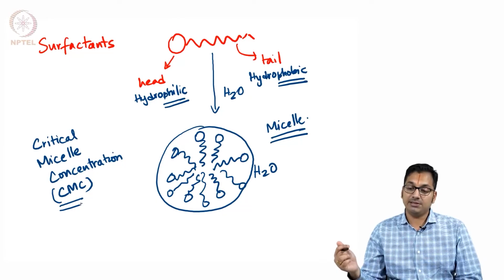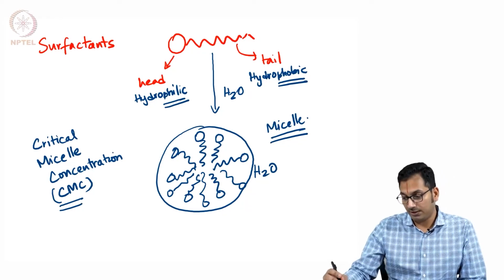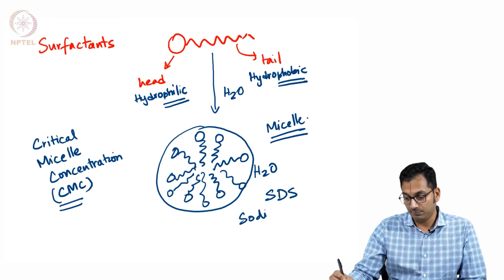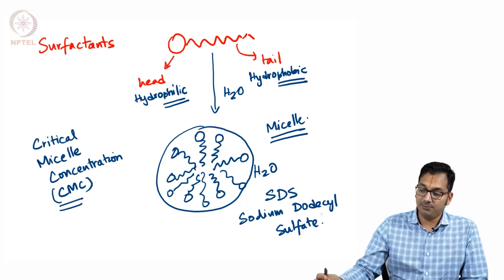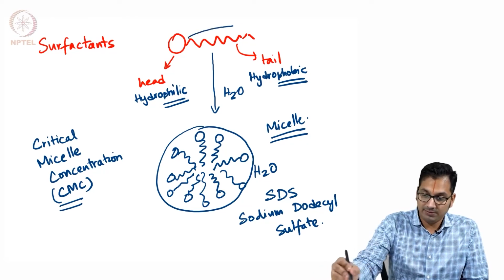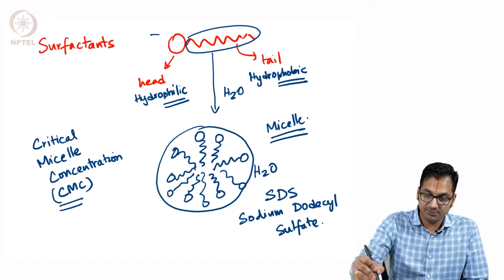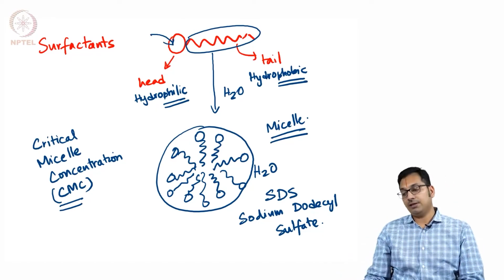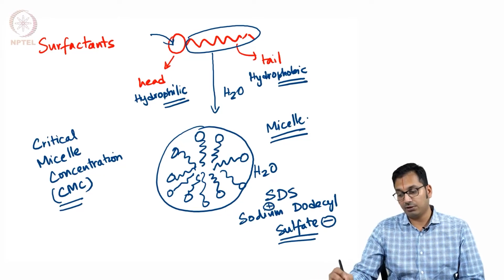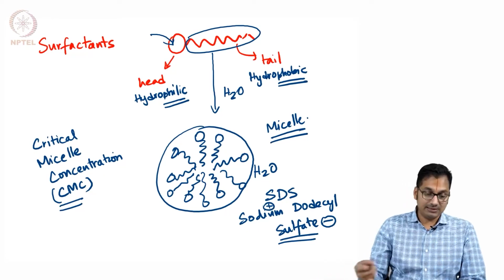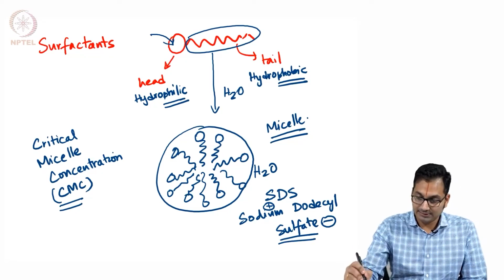So for this instance, we will be taking an example of the surfactant called SDS. This is sodium dodecyl sulfate. As you are able to realize, the dodecyl will be the hydrophobic tail, while the sodium sulfate will form the head. And again, the sulfate will give it a negative charge, which is neutralized by the sodium ion. So in this case, the head groups are all negatively charged.